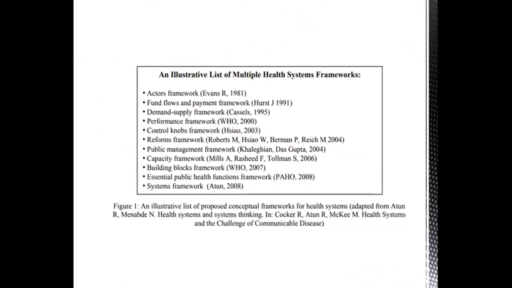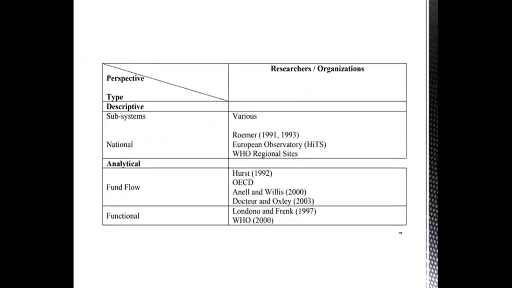A draft for discussion, building on health system frameworks for developing a common approach to health system strengthening, is given by Gavi, the Global Fund and the World Bank. According to this, an illustrative list of multiple health system frameworks is given. For example, Actor Framework, Evans 1981, Fund Flow Payment Framework in 1991, Demand Supply Framework, Castles in 1995, Performance Framework, WHO 2000, control knob framework, reform public management framework, capacity framework, building blocks framework given by WHO 2007, essential public health functions framework, and systems framework. According to this draft, there are perspectives of researchers and organizations.